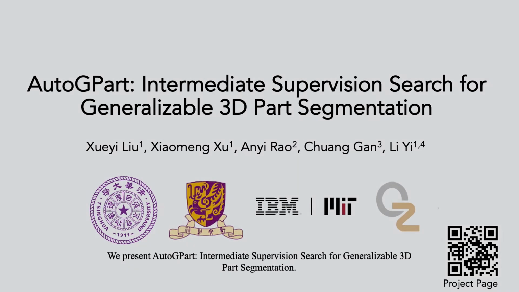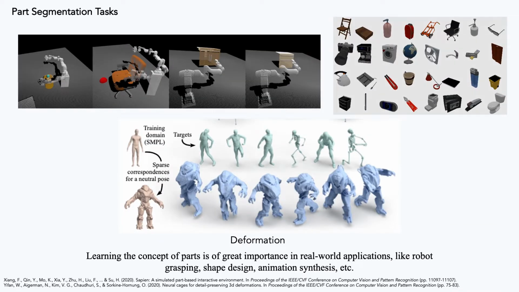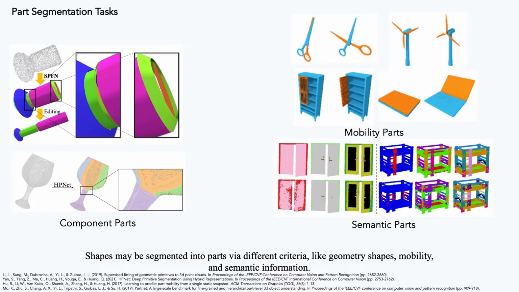We present AutoGPart, Intermediate Supervision Search for Generalizable 3D Part Segmentation. Learning the concept of parts is of great importance in real-world applications, like robot grasping, shape design, animation synthesis, etc. Shapes may be segmented into parts via different criteria, like geometry shapes, mobility, and semantic information.